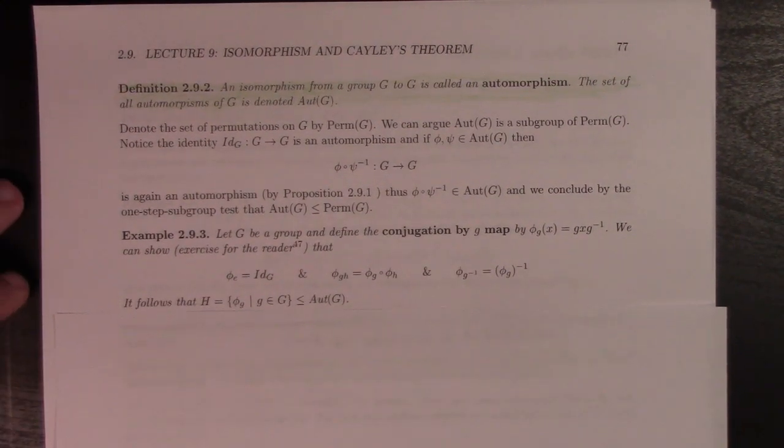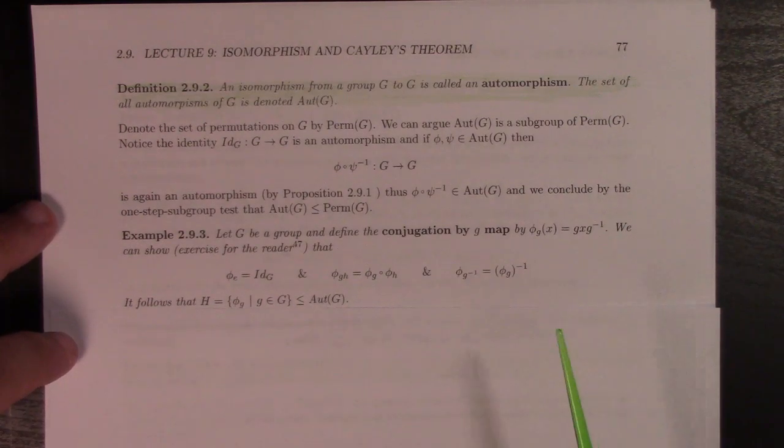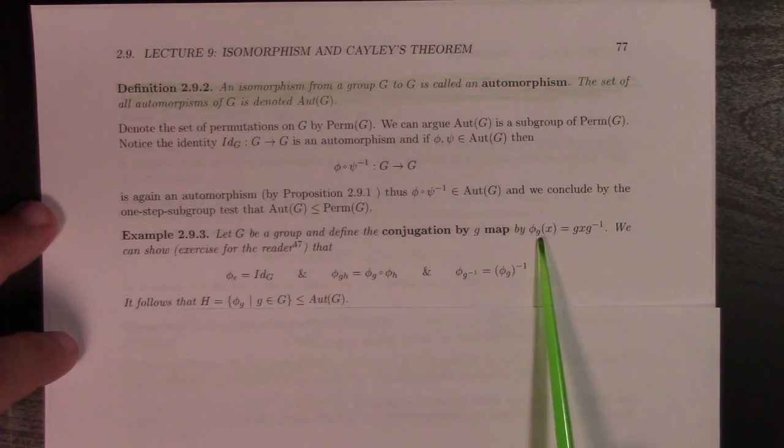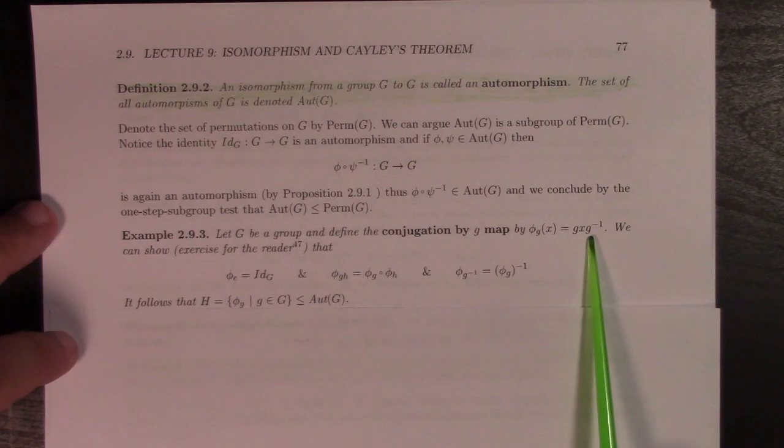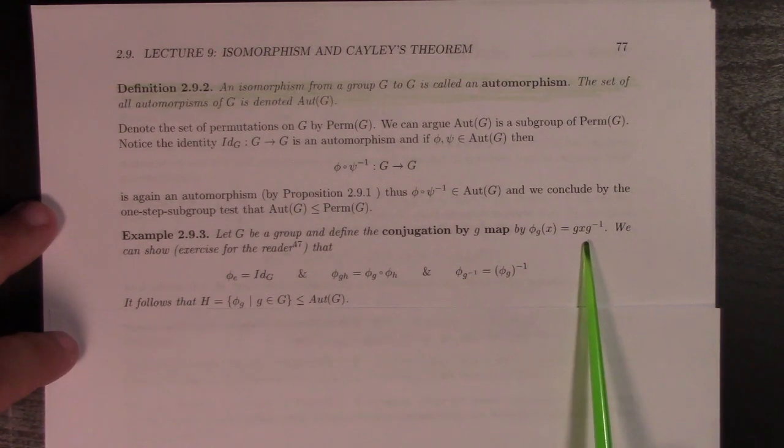Then I next move on to talk about conjugation. Conjugation by g, the conjugation map, phi_g of x is g x g inverse. Well, this is conjugation by g.